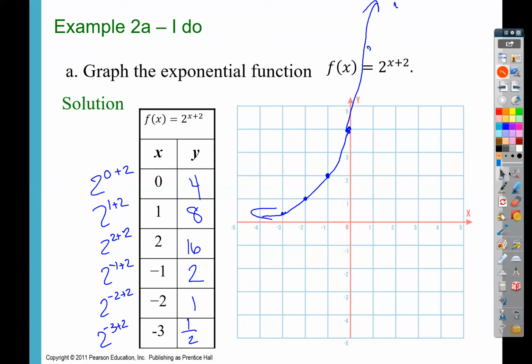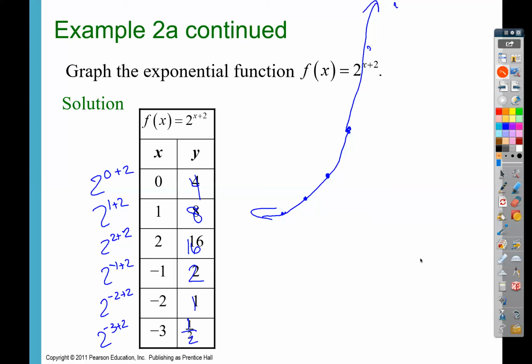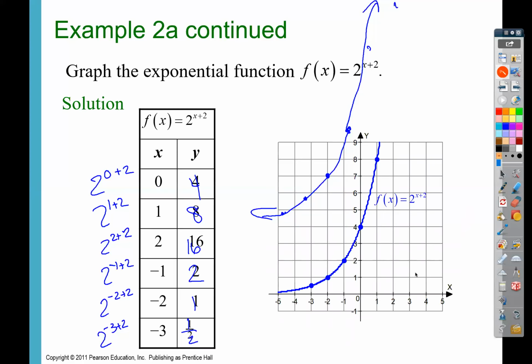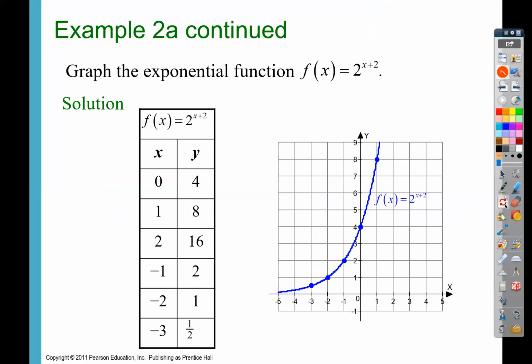So let's look on the next slide and see their version of what that looks like. There we go. See, that wasn't too bad. So that is the graph that they are graphing. And notice that their lines go higher up than mine did.